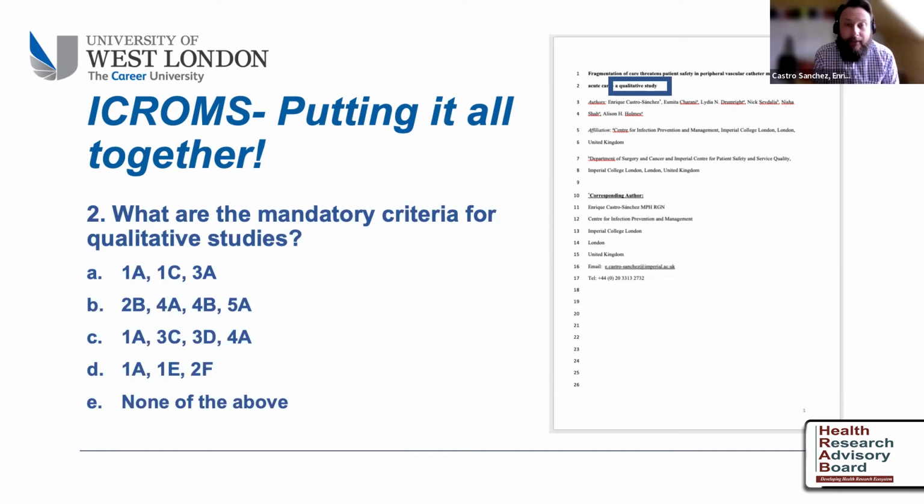Now that we know that we can use ICROMS, and that this is a qualitative study, would you remember what the mandatory criteria were for qualitative studies? Remember, if you were doing a review, these would be the criteria which the study would have to meet to be accepted. But as a peer reviewer for a journal, you don't have to exclude or include the paper. You just want to see if the paper meets the minimum. So what were the mandatory criteria?